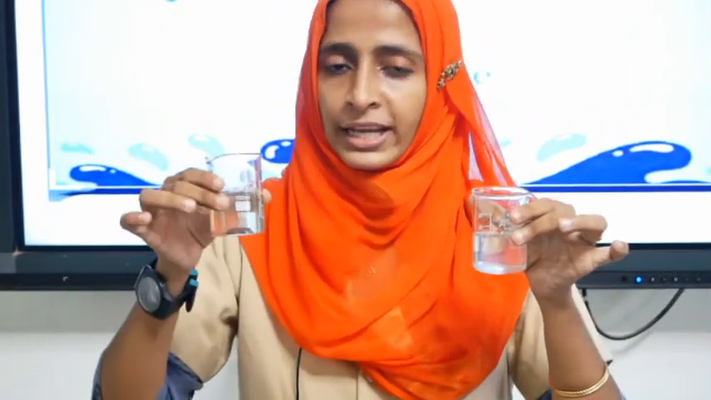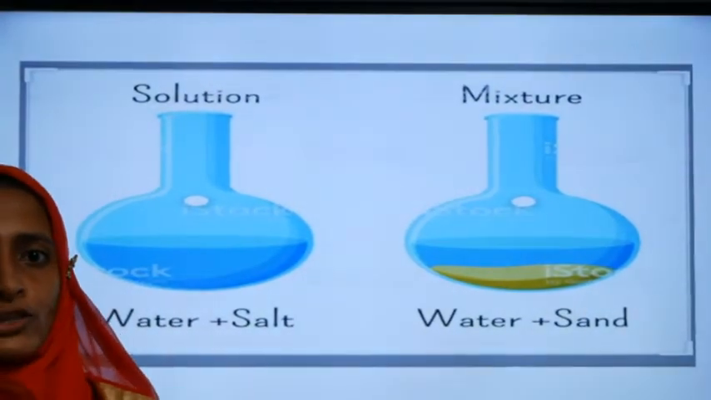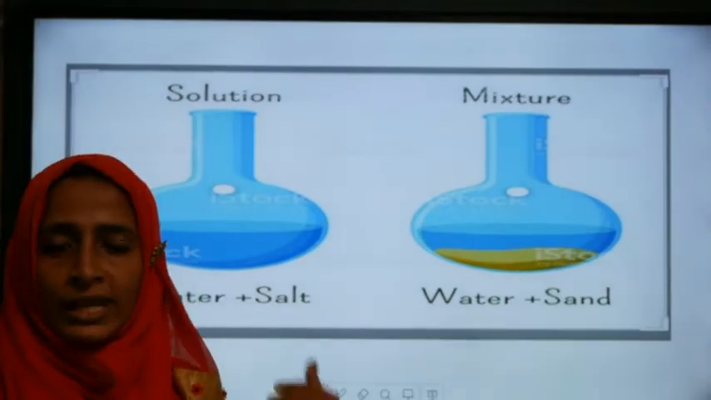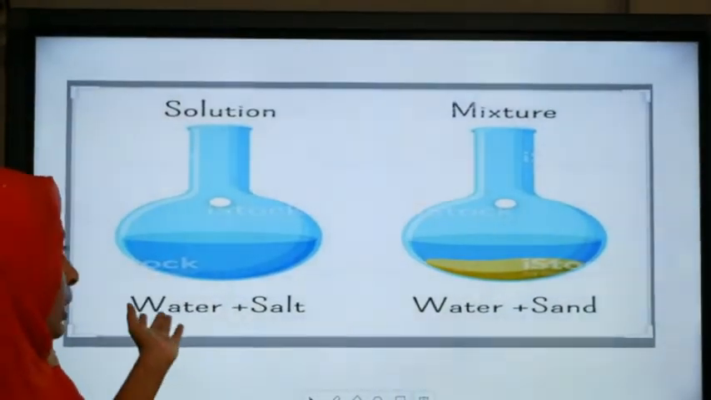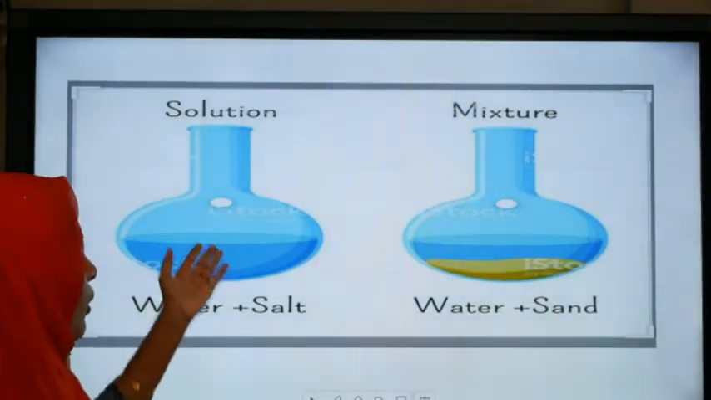In the last class we have seen soluble and insoluble substances. So first one is soluble substance and the second one is insoluble substance, isn't it? Any substance which is soluble normally forms a solution. For example, water and salt, they are soluble substances, so they form a solution.